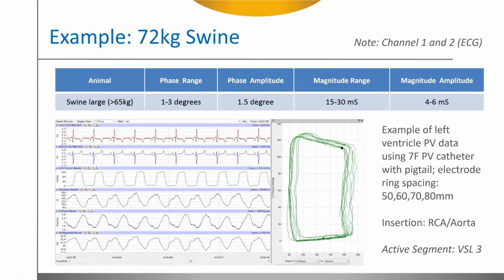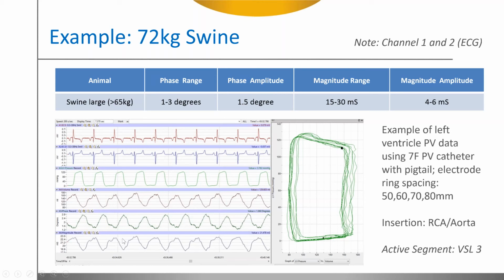After the system is calibrated, the PV catheter will record and longitudinally collect pressure-volume data live. On my last slide, the data example of load-dependent steady state comes from a 72 kilo swine. I used a 7 French PV 50 to 80 millimeter spaced pigtail to collect this data. This data on the screen was collected using the VSL segment 3 configuration. Also, please note, the first 2 channels are ECG. Third is the LVP trace. Fourth is calibrating volume. Phase is 5th. 6th is magnitude.